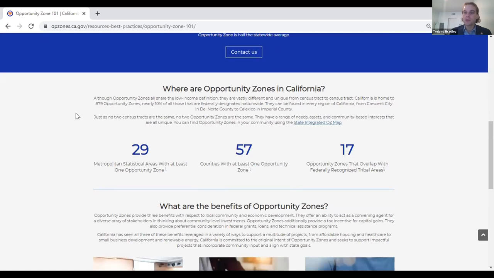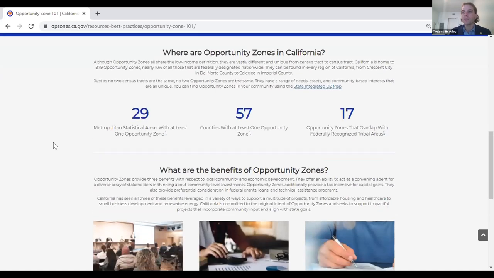No two opportunity zones are the same. We have large census tracts. We have very small census tracts. We have those that are on tribal government lands. We have those that are shared with military bases. There's a complete diverse array of opportunity zones within California, and we really don't want people to think that they're all the same. We want investors and developers to be at the community and census tract level to understand what the needs are within that area that align with their goals and projects within economic development.